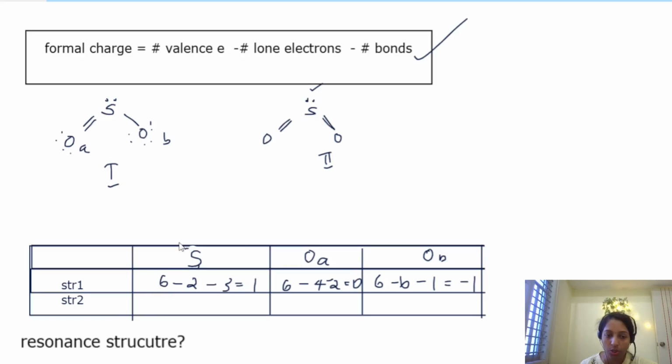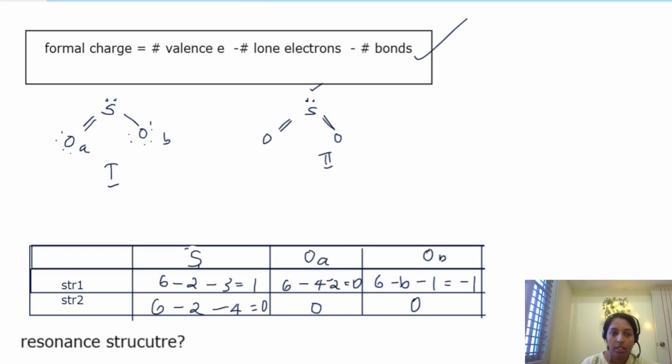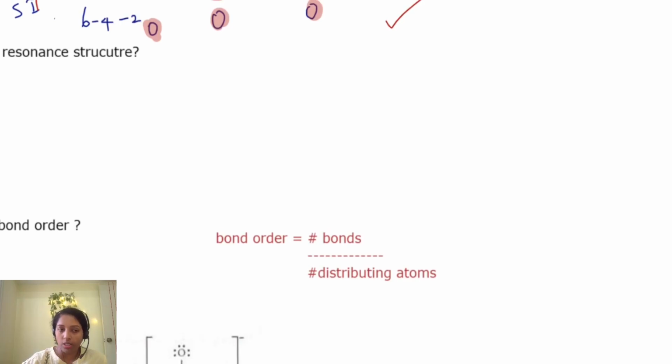And what about structure 2? Here also sulfur has 6 valence electrons, 2 lone electrons, but now there are 4 bonds, so there is only 0 charge. Oxygen OA, same, so this is 0, this is also 0. Okay, so see the distribution of charge. Here there are more zeros, right? More zeros means that will be the more stable structure. Concentration of charge should be lower. Distribution has to be maximum, so the total charge always, this one is also 0 and the other one is also 0.